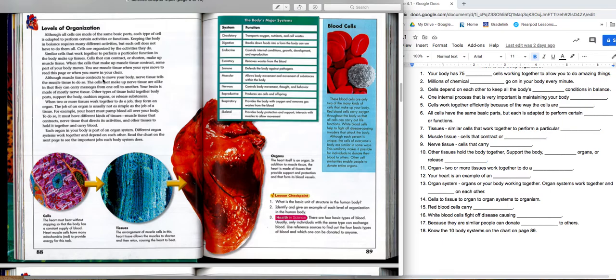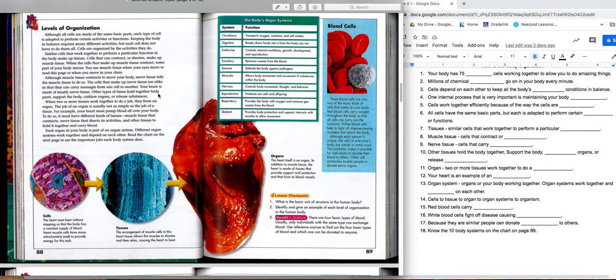Although muscle tissues contract to move your body, nerve tissues tell the muscle tissues to do so. The cells that make up nerve tissues are alike in that they carry messages from one cell to another. So your job with nerve tissues is to carry messages. Your brain is made up of mostly nerve tissue.